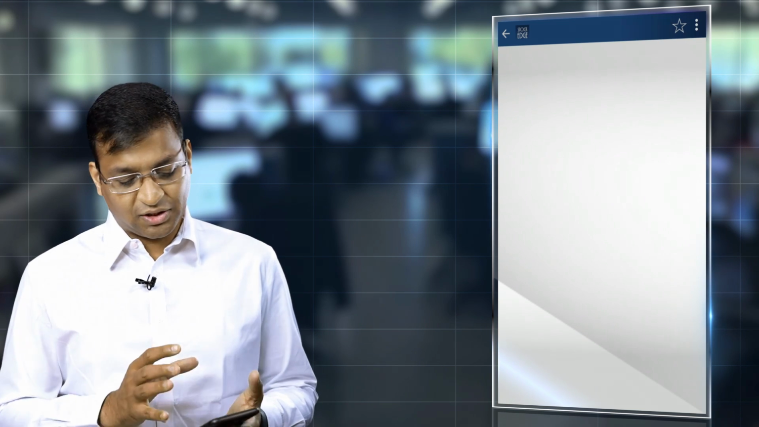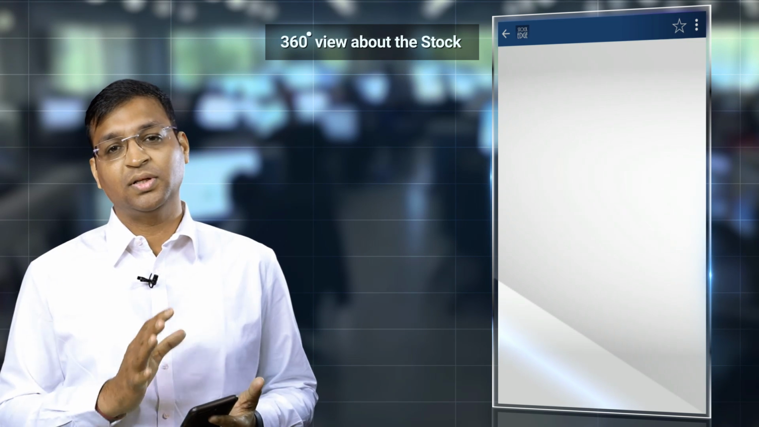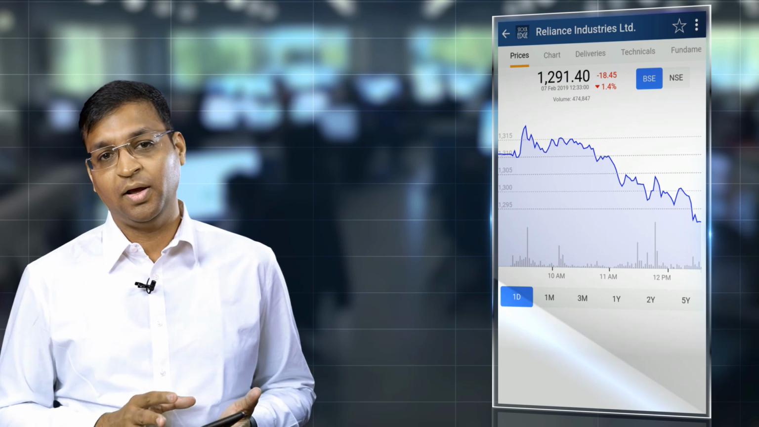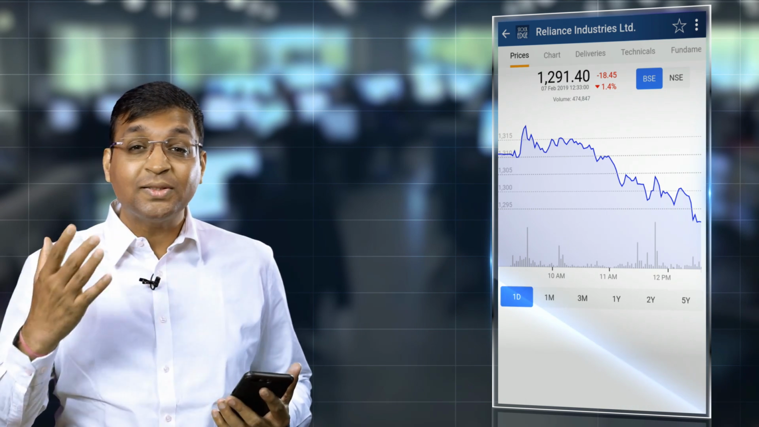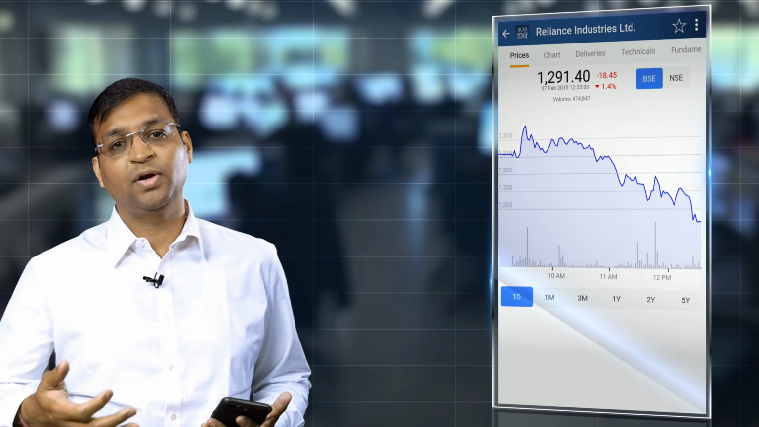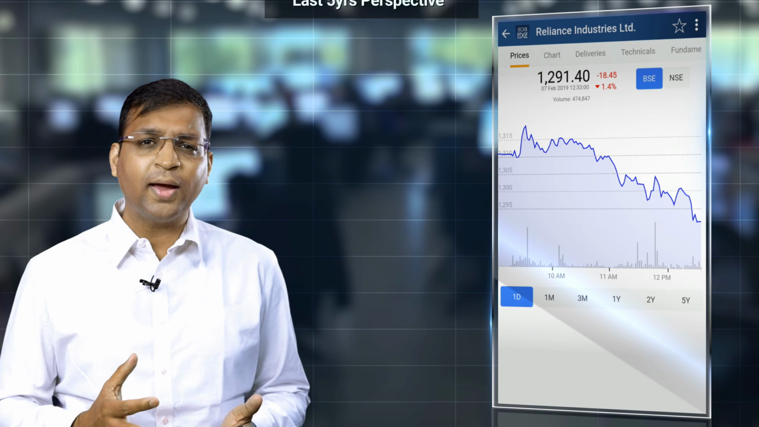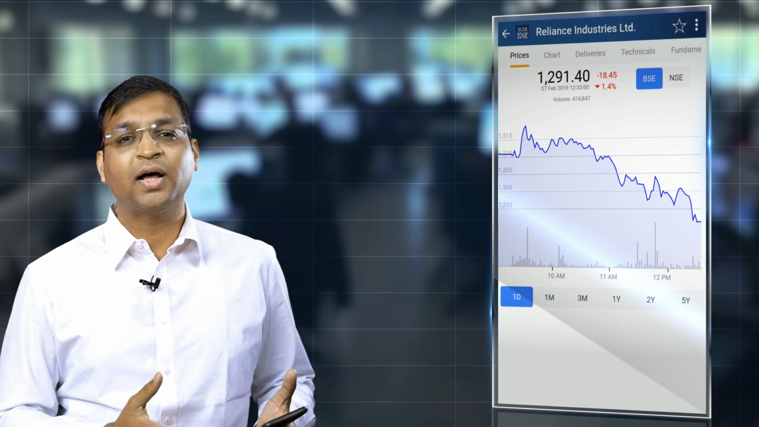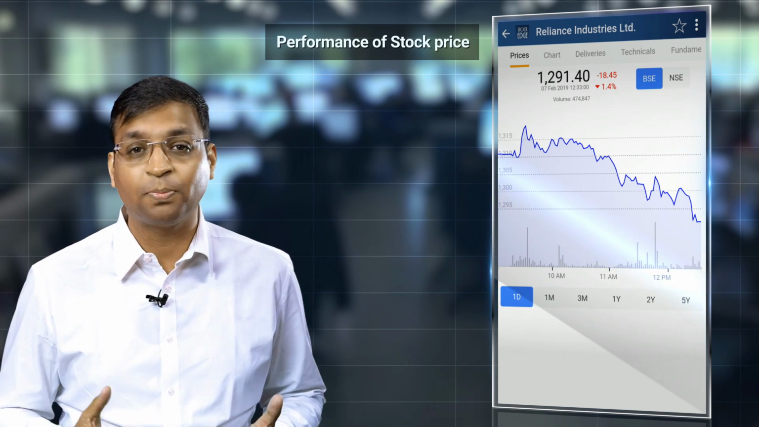Now this section of Stockage is actually a 360-degree view about the stock. Everything you probably would like to know about the stock is available here. The first and the most primitive thing you want to know about a stock is how the stock price has moved over a period of time. And friends, as a retail investor, even if you look at a last 5 years perspective, what has been the trend or how the stock price has moved over the last 5 years, I think we will have a fair idea about the performance of the stock price of that stock.